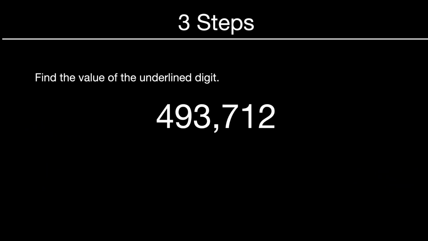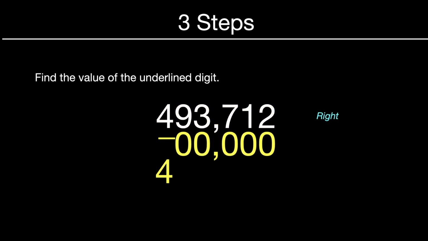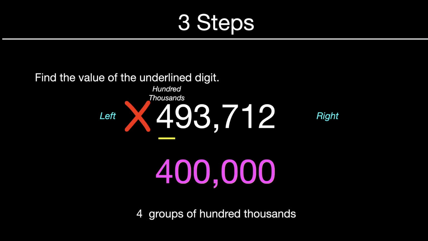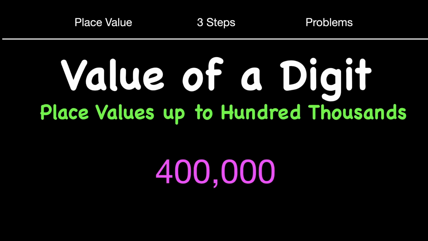Find the value of the underlined digit. Okay, so we keep that 4 and turn everything after it into zeros. We don't have anything to the left this time, so our answer would be 400,000. And if we think in terms of the place value, we would have 4 groups of 100,000s.